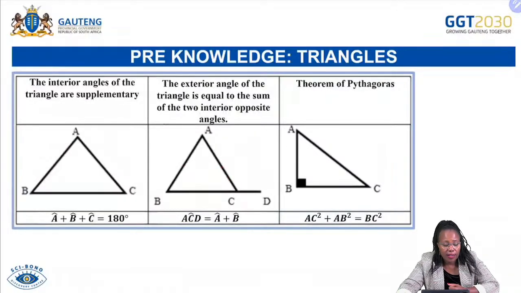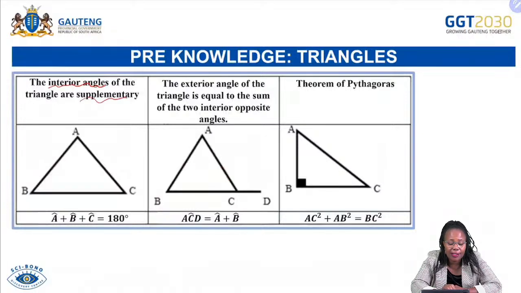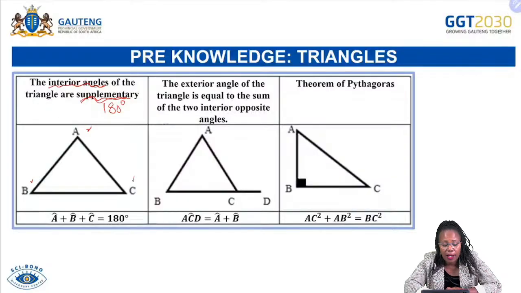Right, and then now we are still on triangles. Now the interior angles, I've already talked to this. The interior angles of a triangle are supplementary. That means when you add them, they give you 180 degrees. Supplementary means 180 degrees. So that means angle A plus angle B plus angle C is equal to 180 degrees.